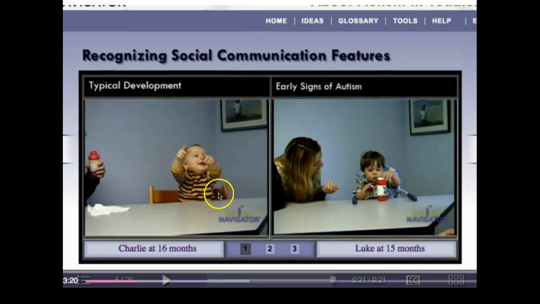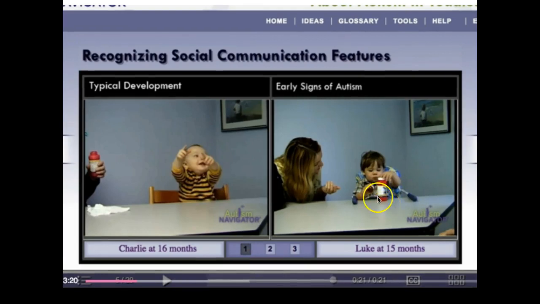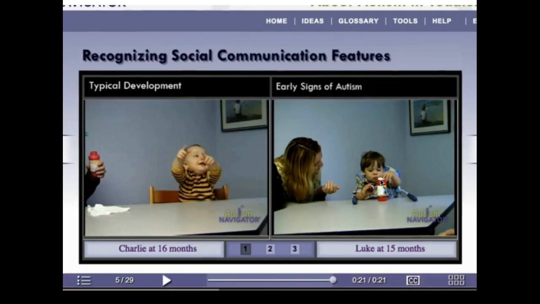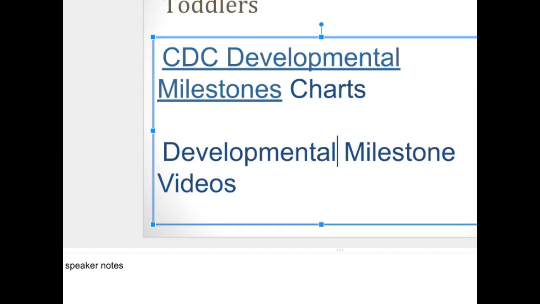But for example, what's the difference between Charlie and Luke is that Charlie is in the video when the teacher blows the bubbles here, he reaches up and he's trying to catch them. He's interacting with her. When he wants more bubbles, he grabs her hand and then she blows them. Whereas Luke doesn't pay any attention to the bubbles or the person. He's fixated on the cover that's on the bottle. And that is a typical sign of not interacting correctly with objects around them. So that's something that you might note as a resource for parents that you're working with.